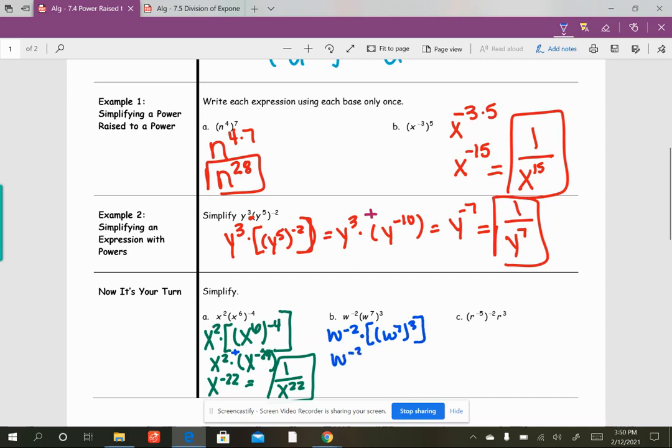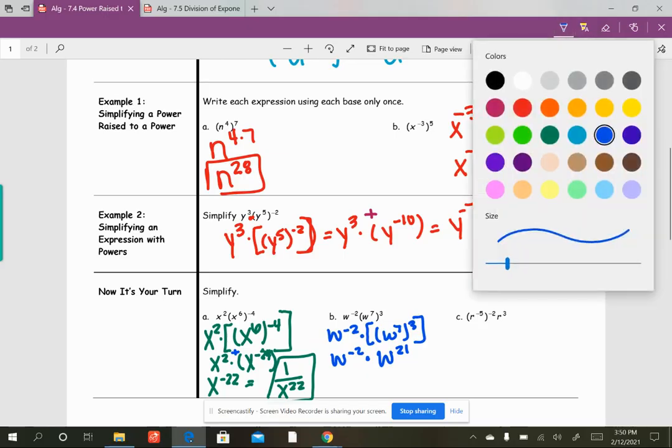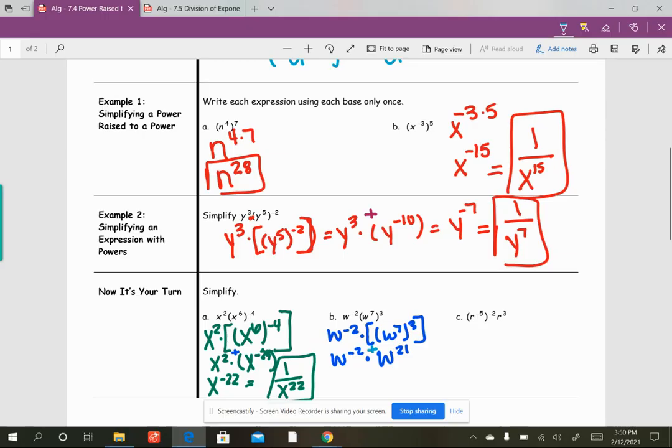So I have w to the -2 times, we do 7 times 3, which is 21. So now we add our exponents together. This becomes -2 plus 21, and we end up with w to the 19th power.